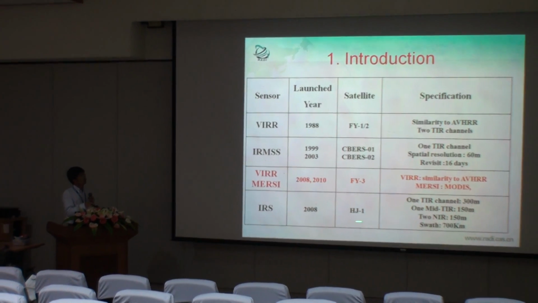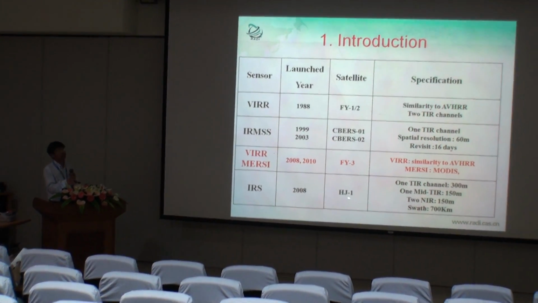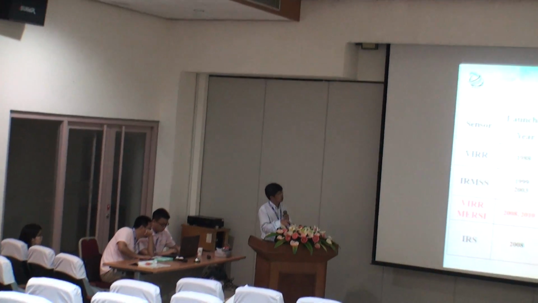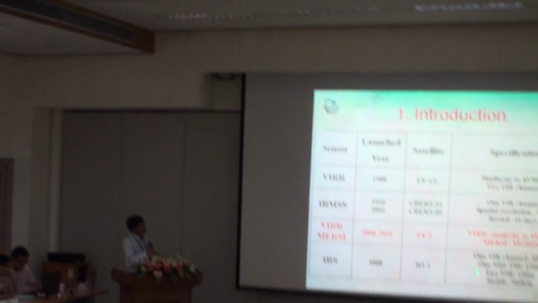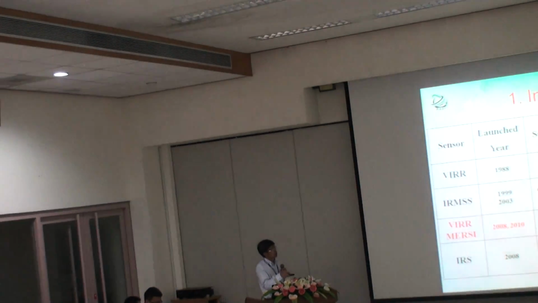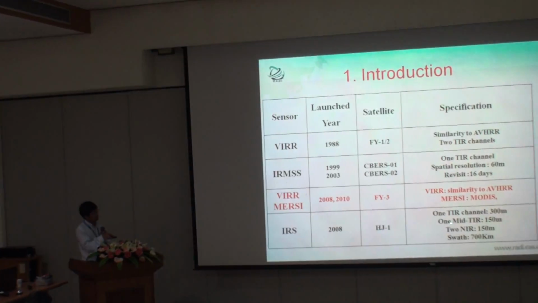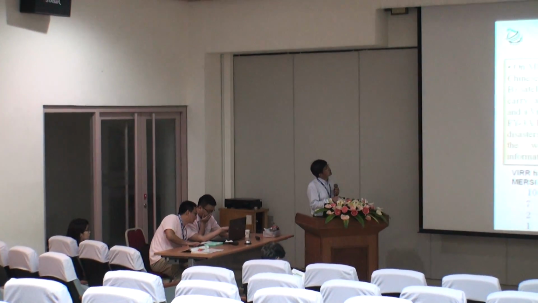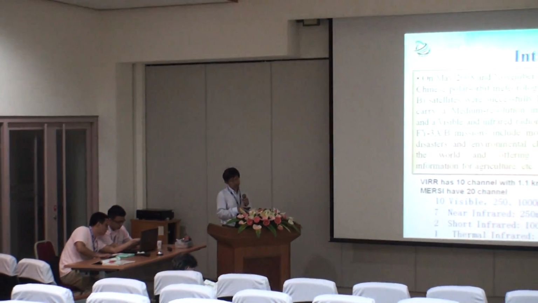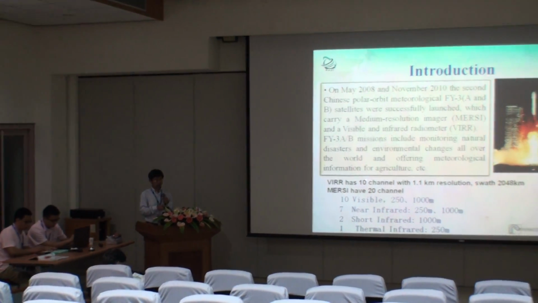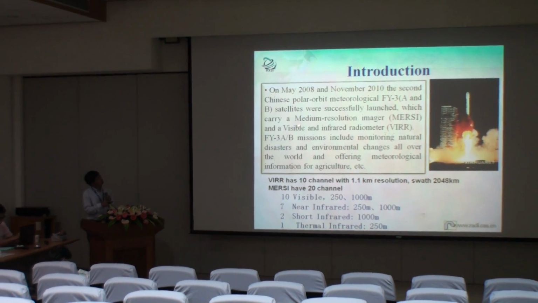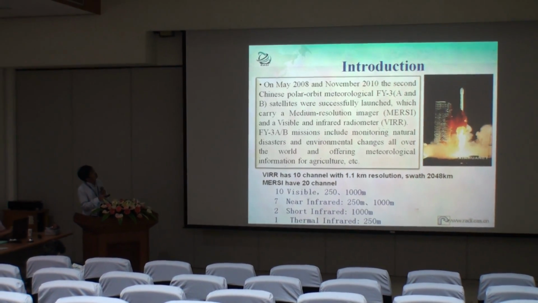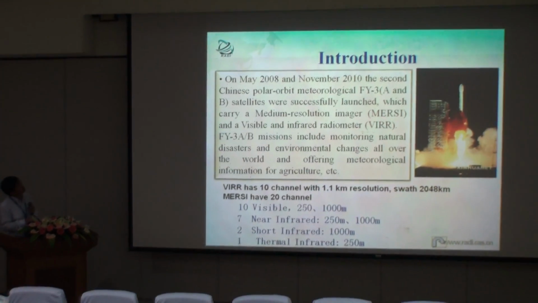And of course, we have another sensor on board the HJ-1, which means the environmental monitoring and disaster reduction satellite constellation. Here we also have one infrared camera, which has 300 meter spatial resolution. Today I want to introduce the land surface temperature retrieval from the Fengyun 3 A and B. They were launched in May 2008 and November 2010.